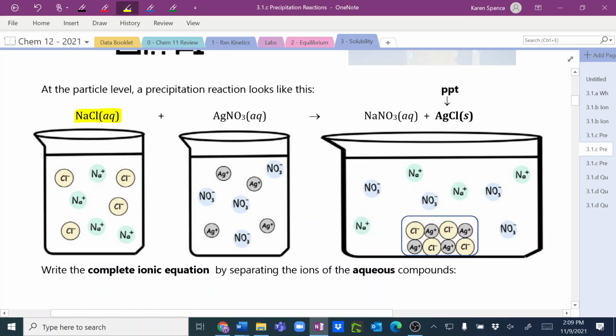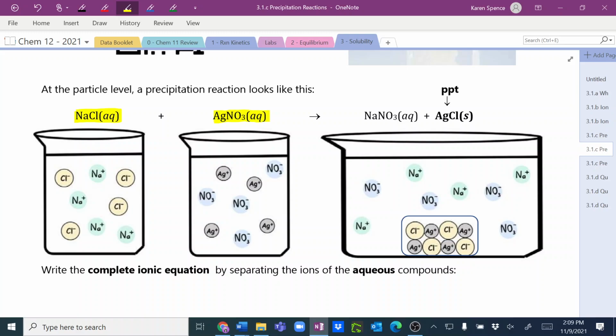And when it is aqueous, what do the ions do? They dissociate. And you can see all the ions are floating around separately from one another. Yes? We have silver nitrate, which is also aqueous. And the ions are all floating around separate from one another.